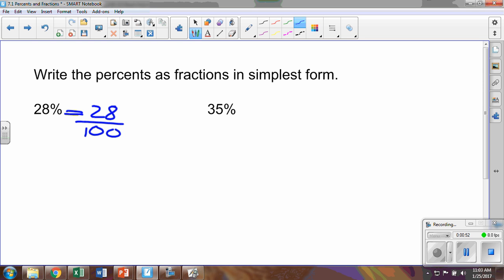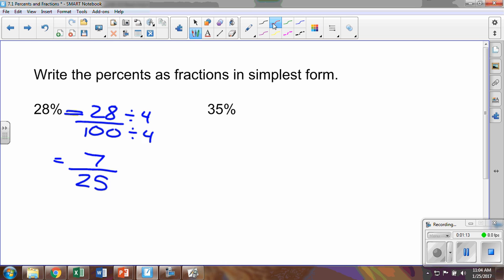4. Okay, 4 works, 2 works. 25. I'm choosing to use the larger one. 28 divided by 4 gives you 7 over 25. 100 divided by 4 gives you 25. Anything else divided into both 7 and 25? Nope. So we're done. 7 over 25.